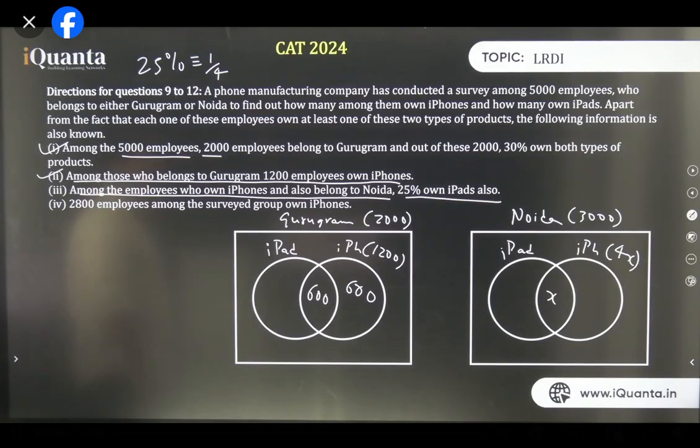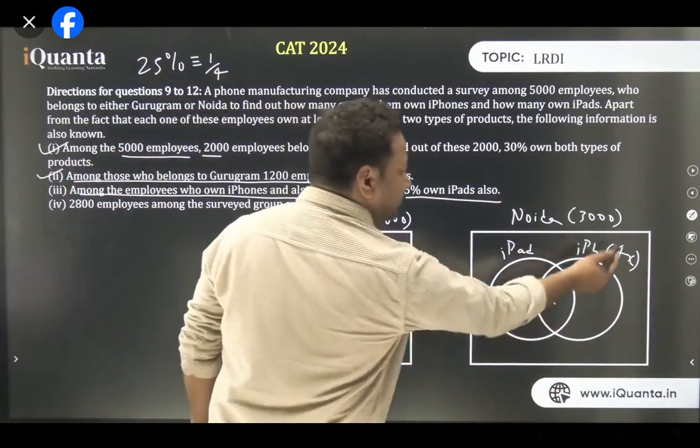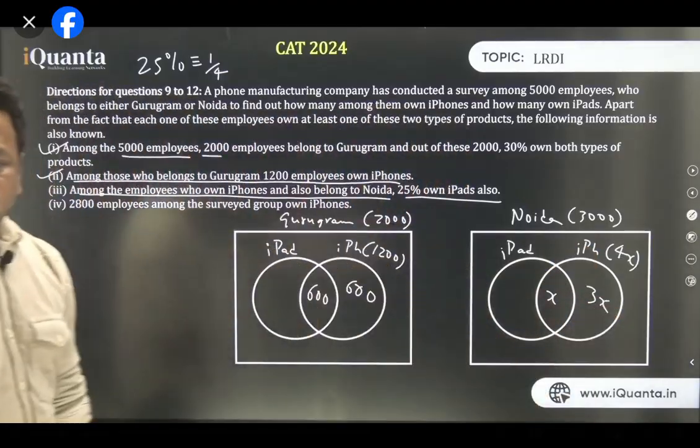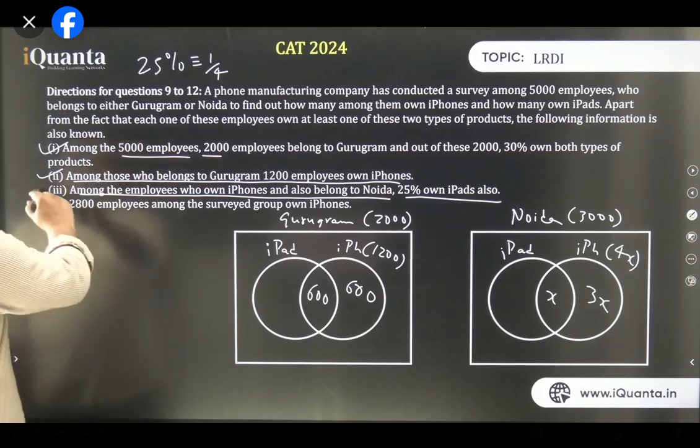Is that clear? Among those who own iPhones and also belong to Noida, 25% own iPads also. So it is 1/4, which is why I took the ratio 1:4. If this part is X, this will be 4X, and this will automatically be 3X. Only iPhone in Noida will be 3X. All right, third is also solved.